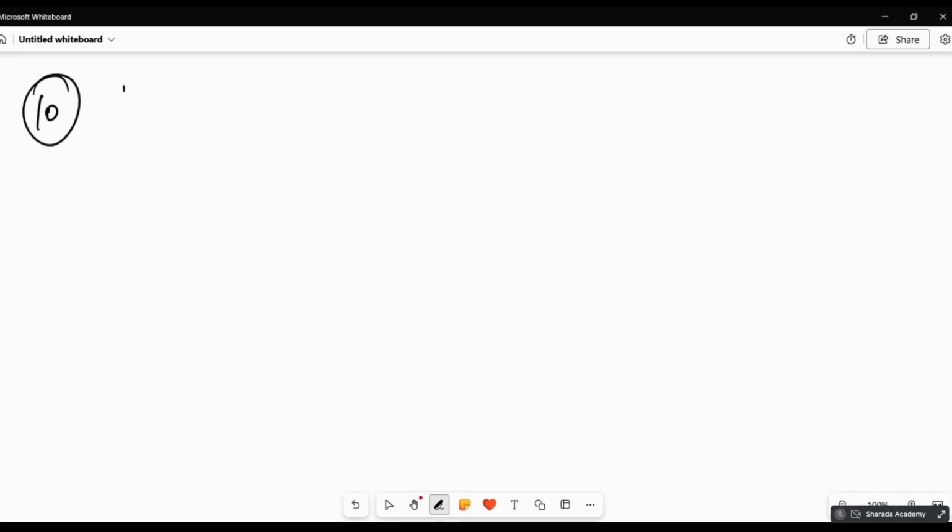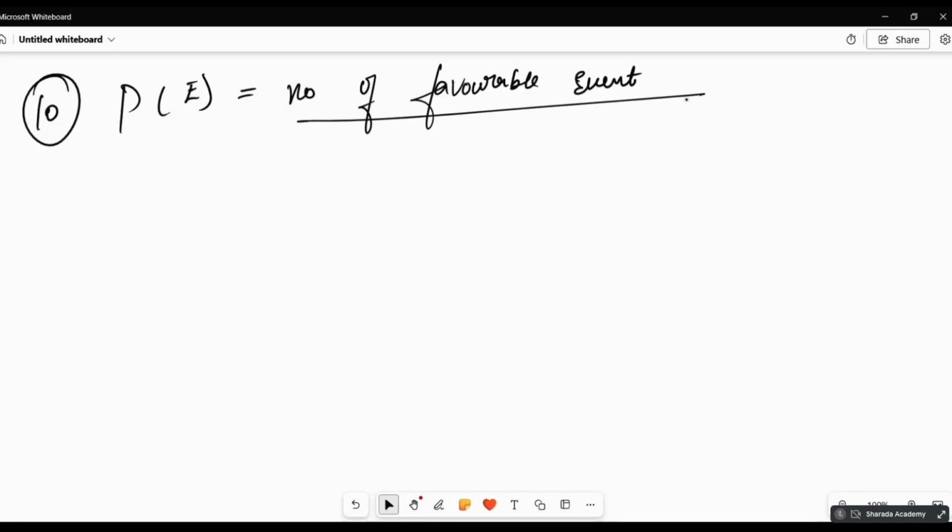First, the probability of any event, listen here, Karthik, listen: the probability of any event means the number of favorable events, that is, whichever condition we want, those satisfying it are the favorable events, divided by the total number of events.